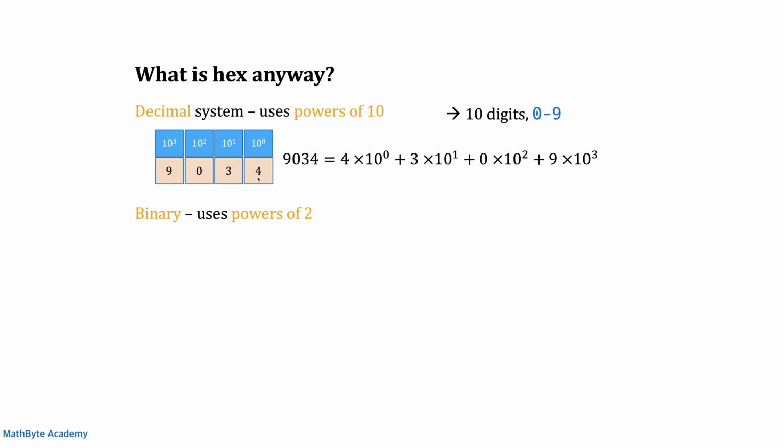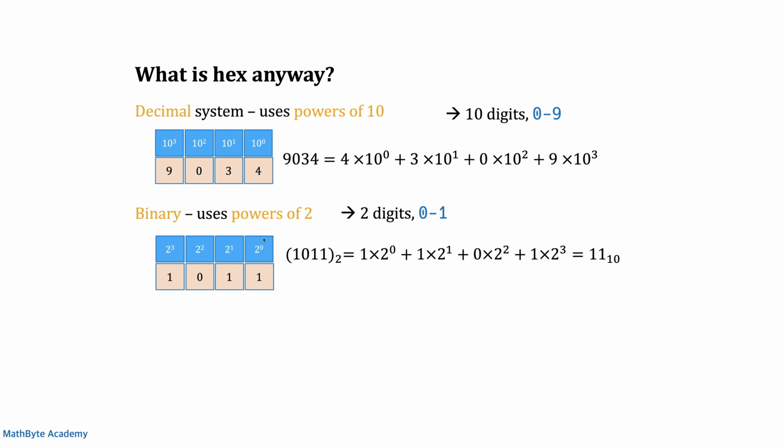Binary uses powers of 2. We have only 2 digits, 0 and 1. Those slots are powers of 2: 2 to the 0, which is 1; 2 to the 1, which is 2; 2 to the 2, which is 4; and 2 to the 3, which is 8. So the binary number 1011 turns out to be 1 times 2 to the 0, plus 1 times 2 to the 1, plus 0 times 2 squared, plus 1 times 2 cubed. That gives us 11 in base 10. So 1011 in base 2 means 11 in base 10.